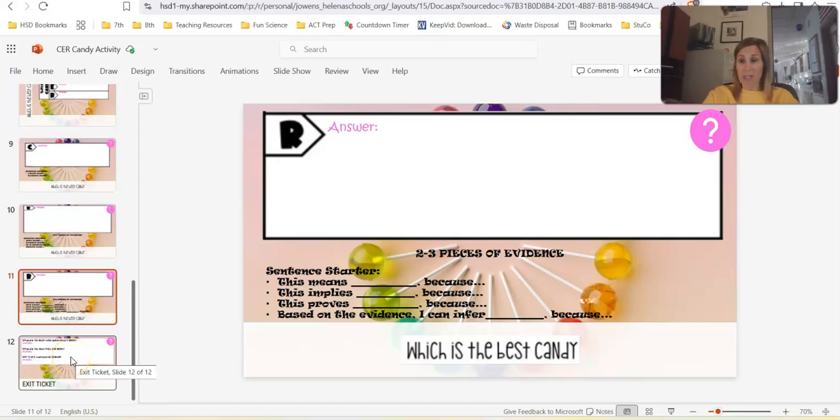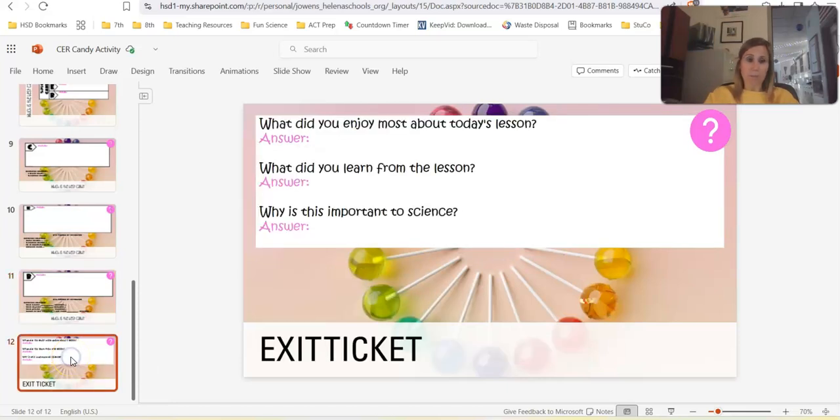And then we're going to take a look at some good and bad examples tomorrow. Okay, and then what did you enjoy most about today's lesson? This is your guys' exit ticket for today. What did you learn from the lesson, and why is this important to science? So think about this whole process about what we're learning about today. Why is it important to science?